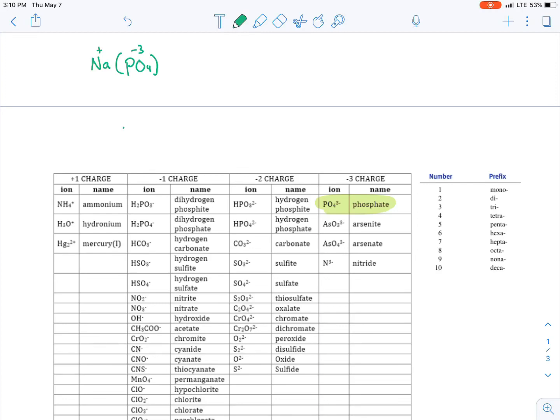Now, if it's a polyatomic ion, put it in parentheses, and we're just going to treat it like it's one thing. It's an ion, right? It just happens to have more than one element in its ion, but it's still an ion. So what are we going to do? We're going to take a 3 and put it behind the sodium. If you want to write a 1 out here, you can.